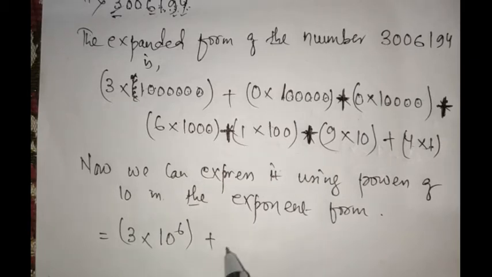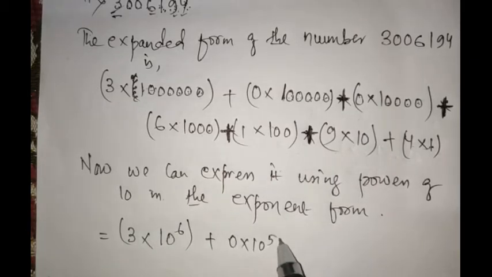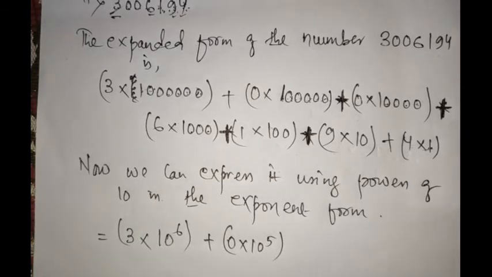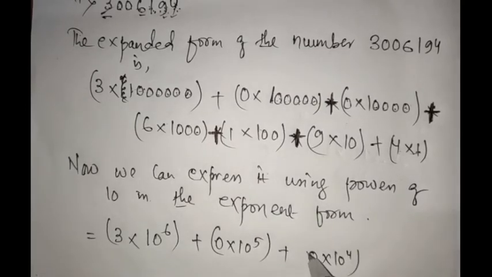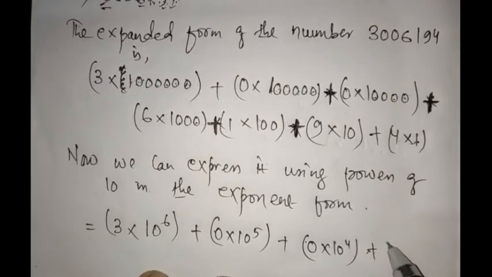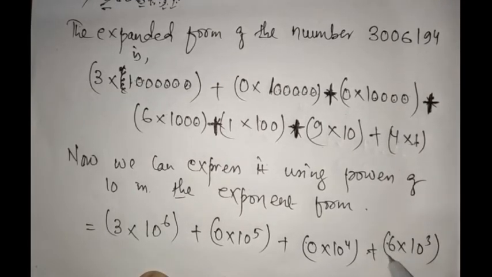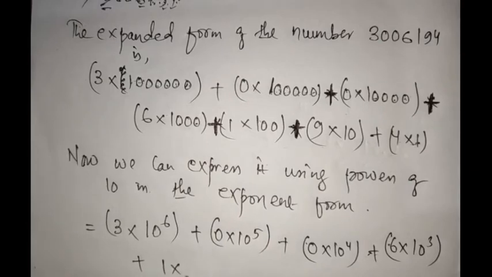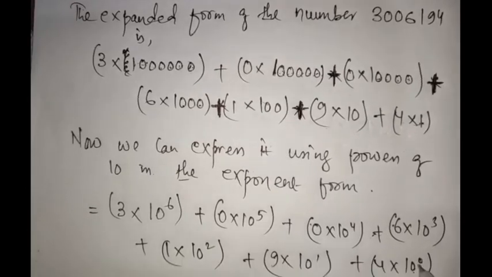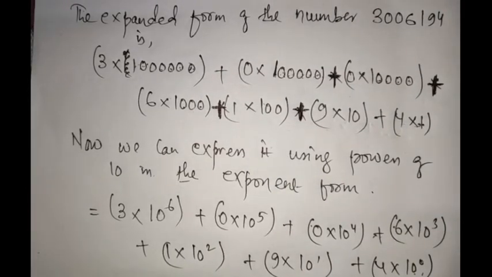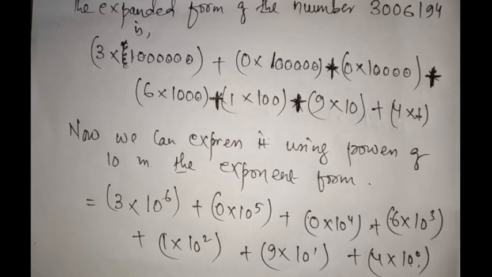Now similarly 0 into 10 to the power 5. So now the exponent of 10 will decrease as you proceed forward. Next is 0 into 10 to the power 4, plus 6 into 10 cube, then plus 1 into 10 square, right? Then 9 into 10 to the power 1. Then comes your 4 into 10 to the power 0. Why? 10 to the power 0 means 1, isn't it? I hope this is understandable and clear to you all.